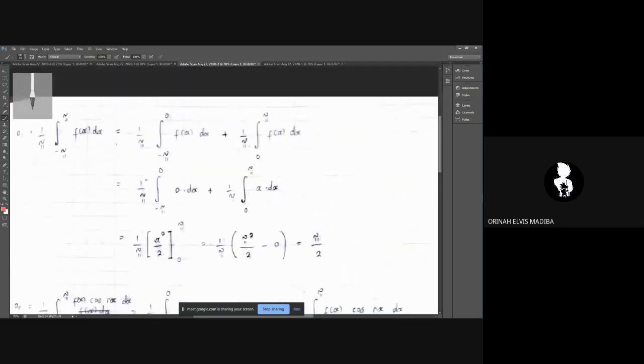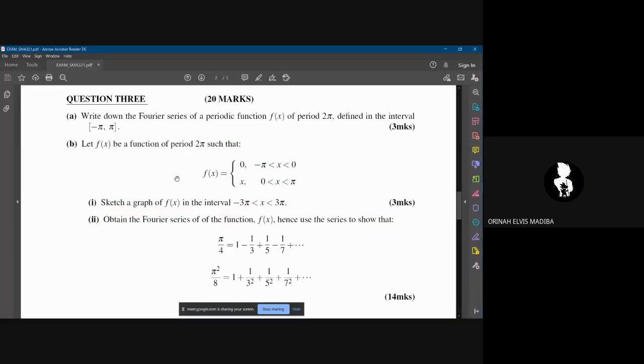Right. So the first thing we're supposed to do is find the constants, and we start with a0. We know our formula is 1 over pi, and then for the limits, which are -pi to pi, as given from the question over here. You can also recognize them from the function itself.